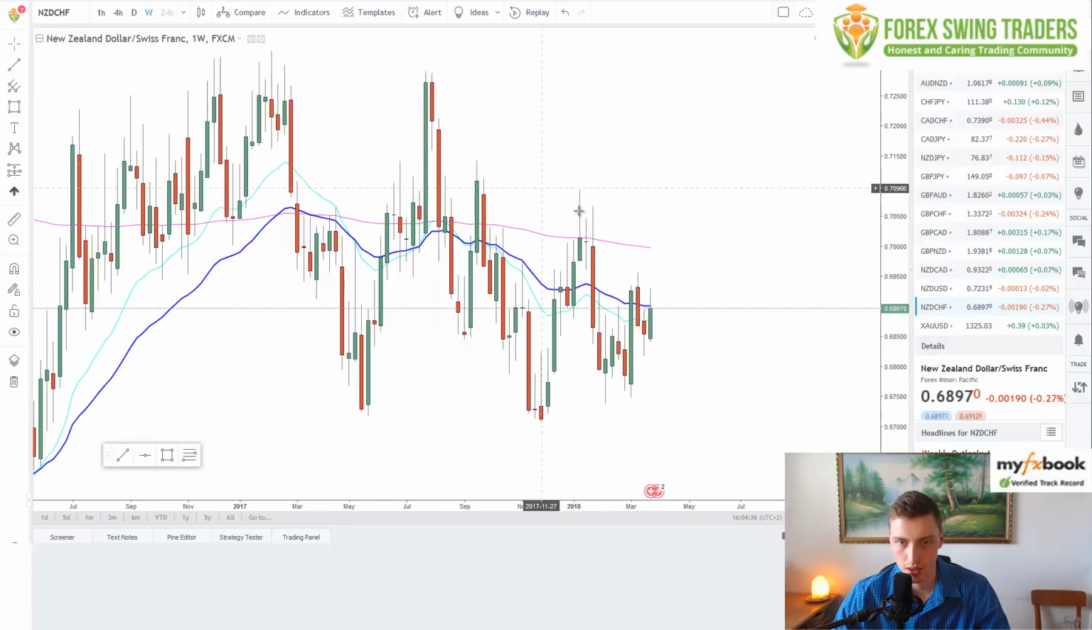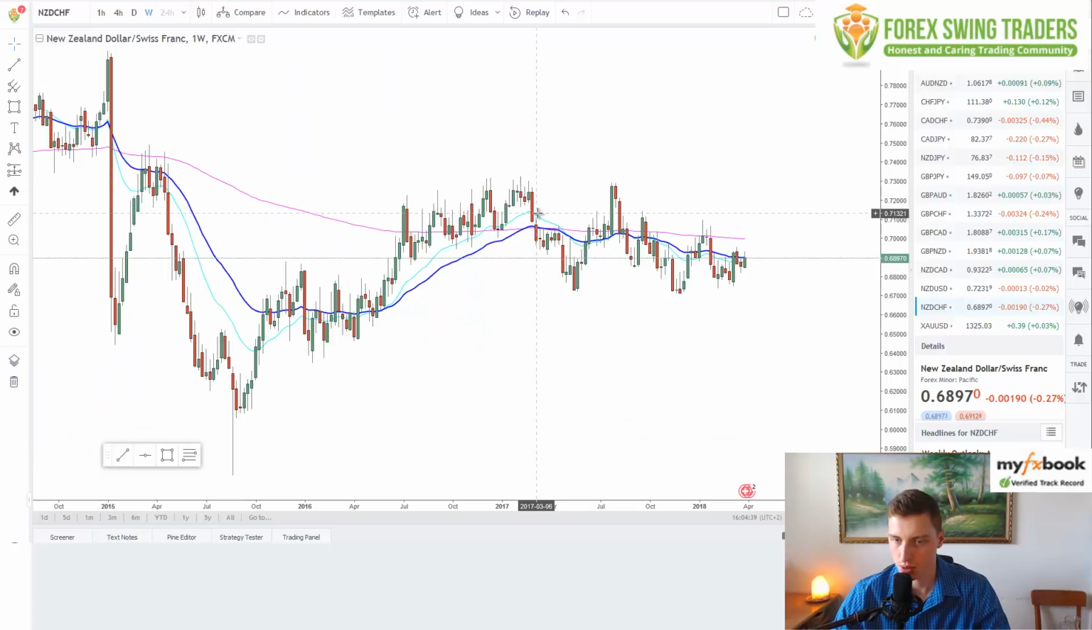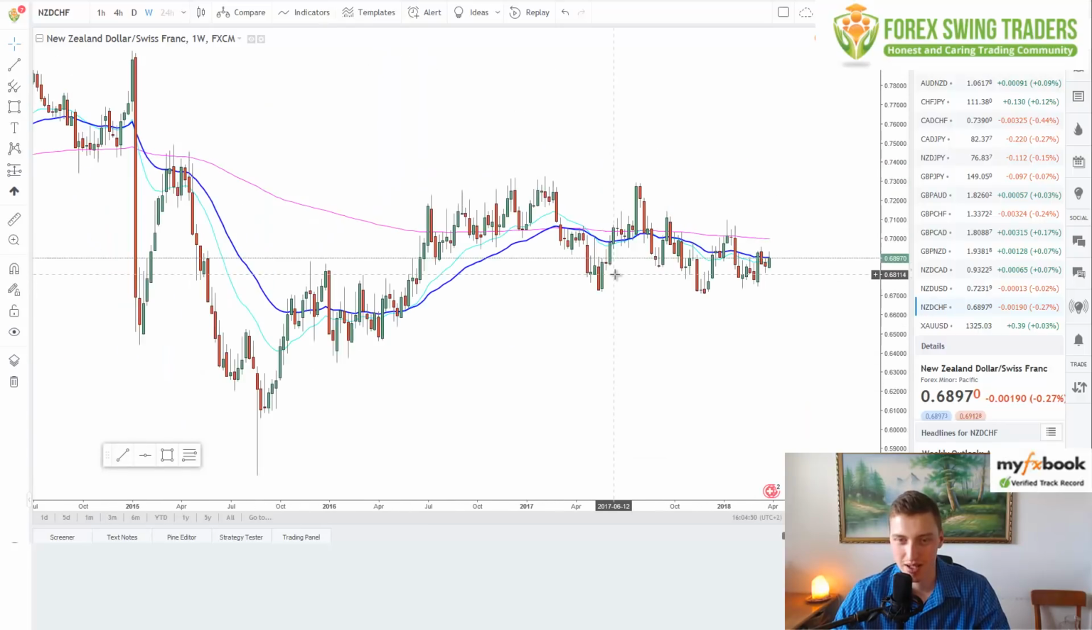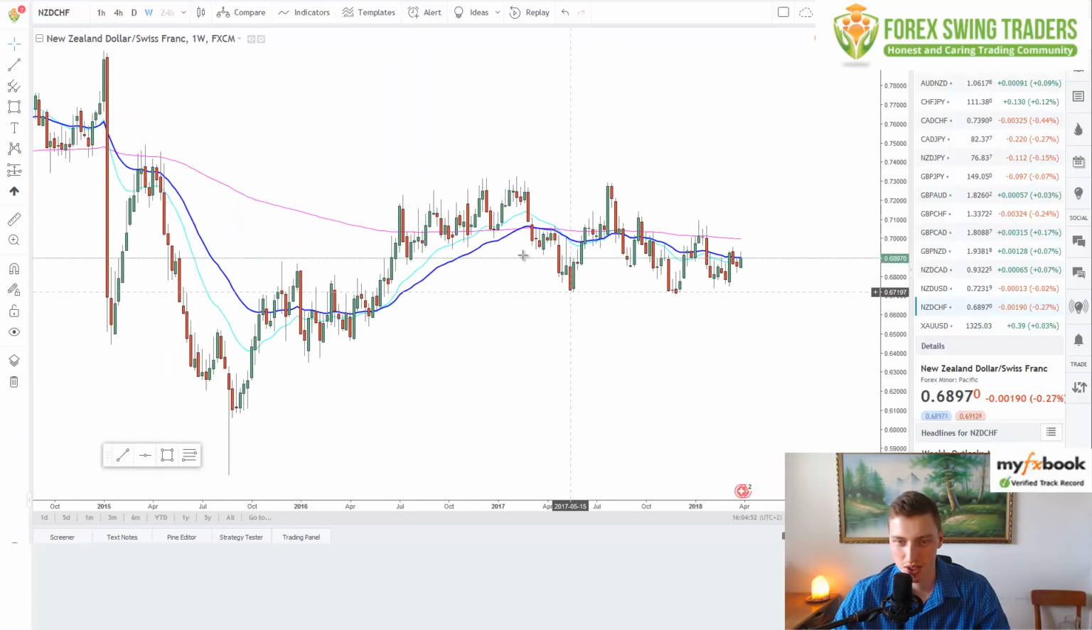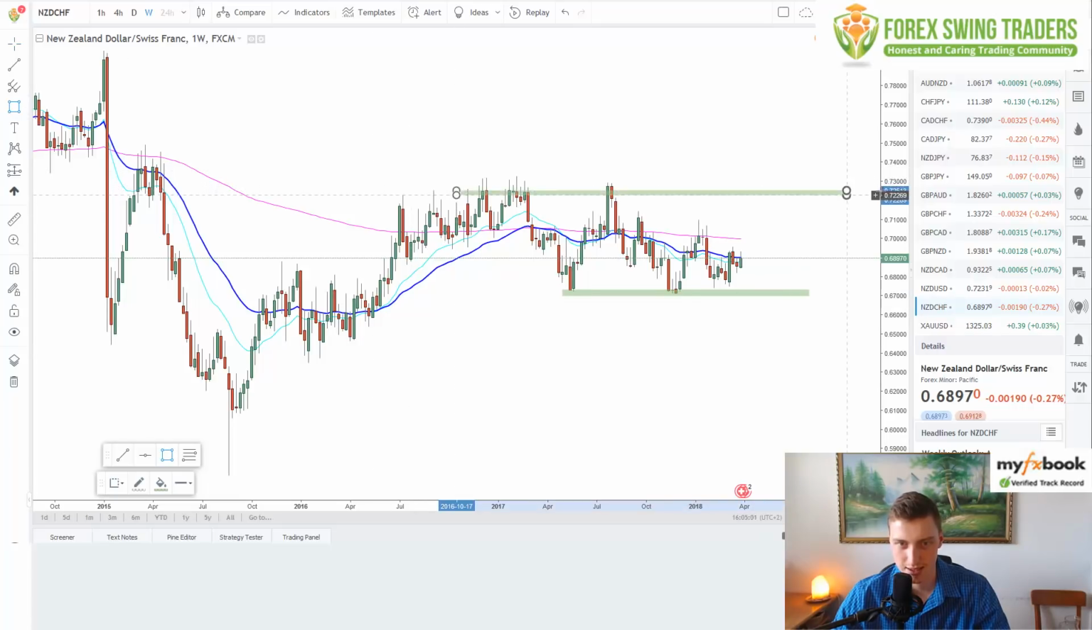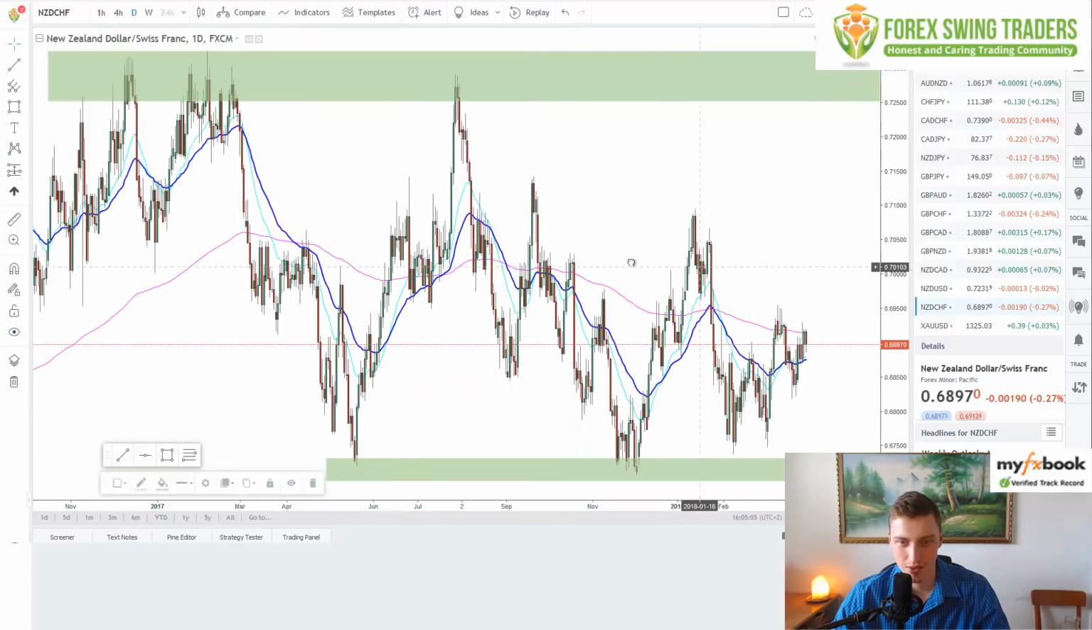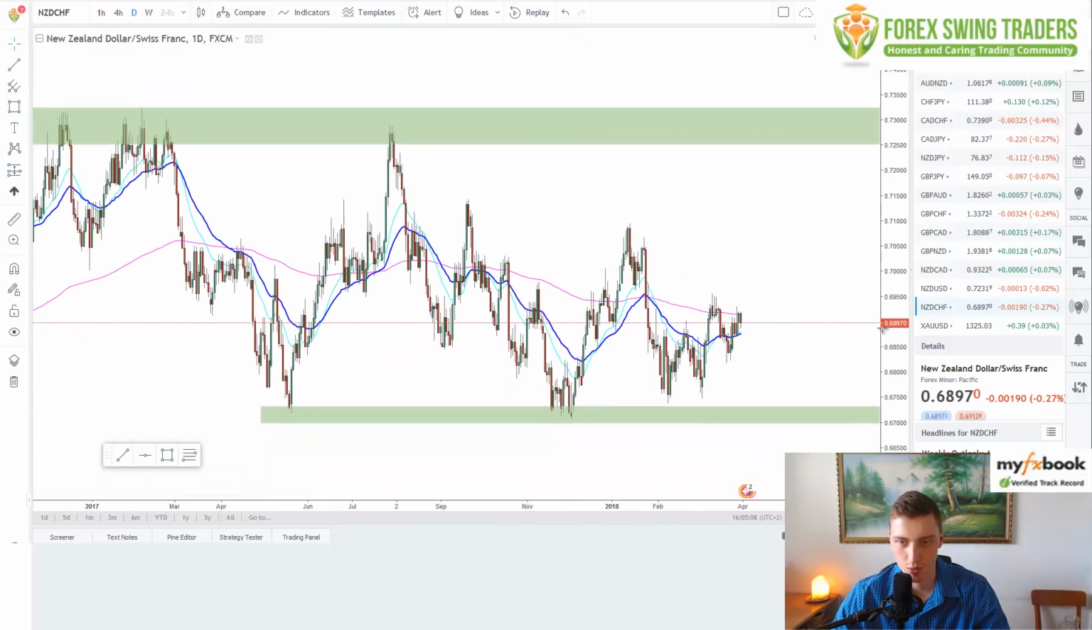Let's start on a weekly time frame, and New Zealand Swiss is the best example of what a noisy chart is on a weekly time frame. Okay, I would understand if this is 15-minute or 1 hour time frame, but this is weekly time frame, which is very noisy, and the only thing I can spot is this support, okay, and this resistance. That's it. On a daily time frame it looks even worse, okay, even worse.